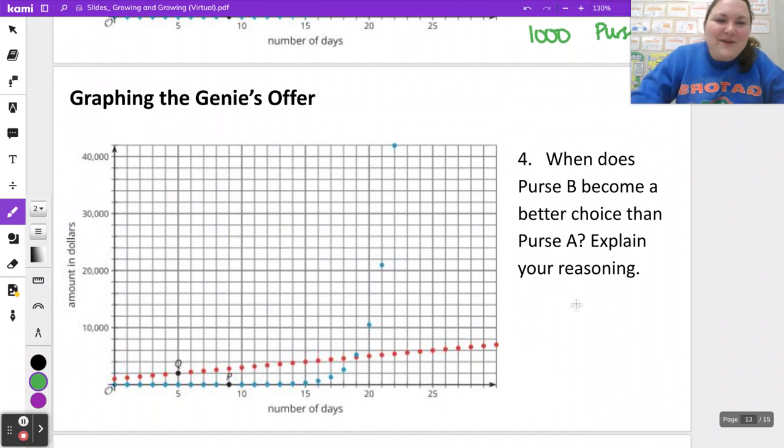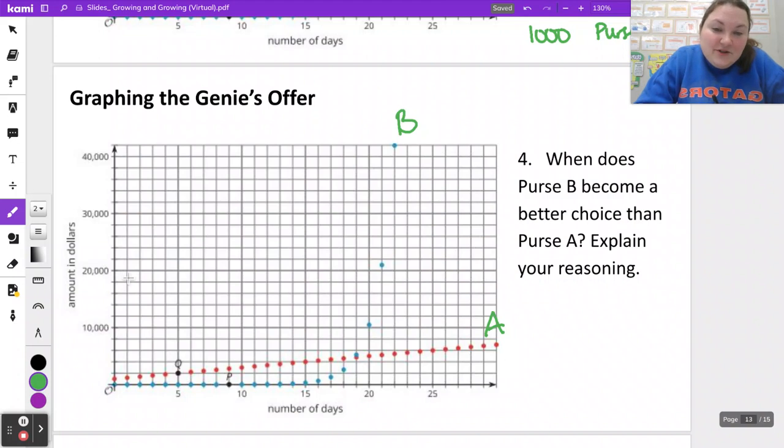Number 4 says, when does purse B become a better choice than purse A? If you think about those calculations we had been doing, remember that first purse started with $1,000, was going up $200 each day, and it seemed like such a good option for those first couple problems we did. It wasn't until the very end that we realized purse B, if you wait long enough, right, really is a good option. So this question is about, when does it become a better option? When does purse B become a better choice than purse A?